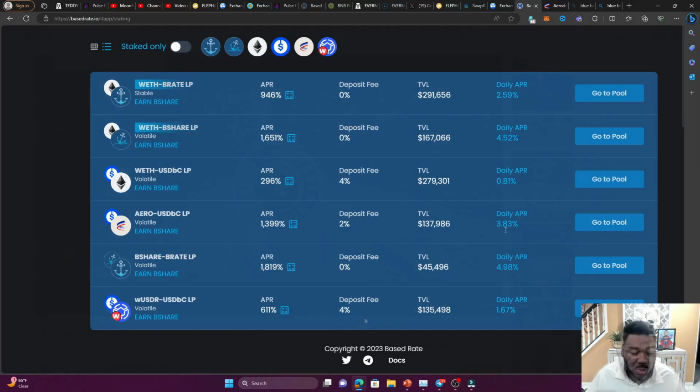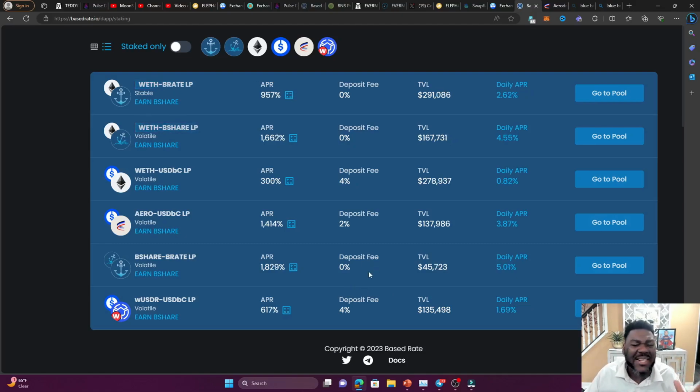Now, just to make it clear, the Arrow USDBC has a deposit fee of 2%, but you're getting 3.83% a day. So depositing into that pool is cutting a little bit away from your profits, but for me, that's the easy one. But the Wrapped USDR USDBC has a 4% deposit fee, and if you're making a daily APR of 1.67%, that means you're going to have to sacrifice just a couple days and a half of profits just to break even. So that's how we think about it when we join the pools.